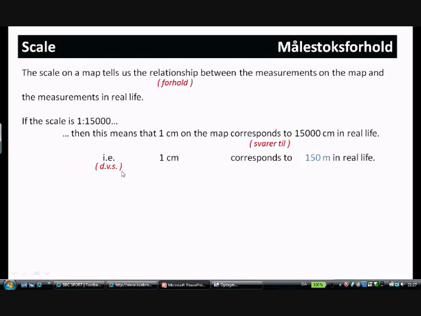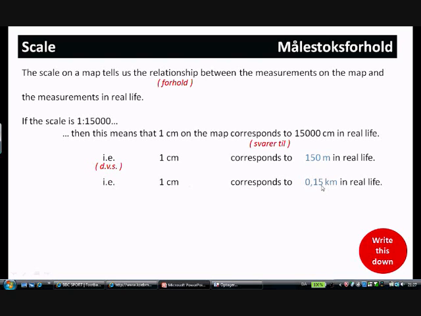i.e. just means that is. And 150 metres is 0.15 of a kilometre, because there are 1,000 metres in a kilometre. So i.e. 1 centimetre corresponds to 0.15 kilometres in real life. So write all of this down before we move on to the next bit, and pause the film so that you can do this. Okay, you should have written that down by now. If you haven't written it down, do pause the film before you carry on.